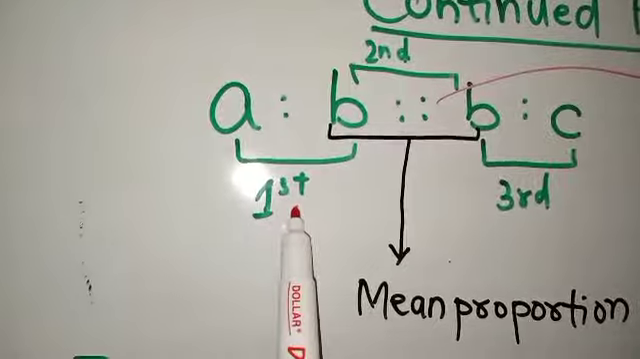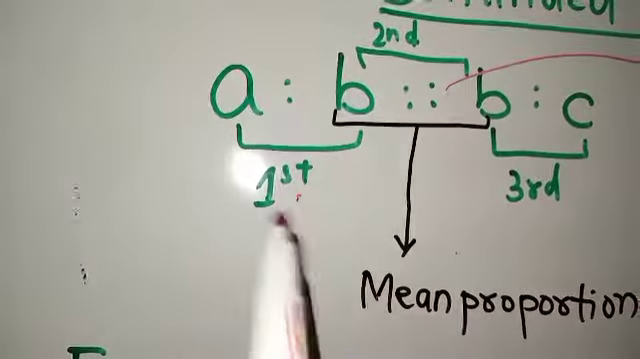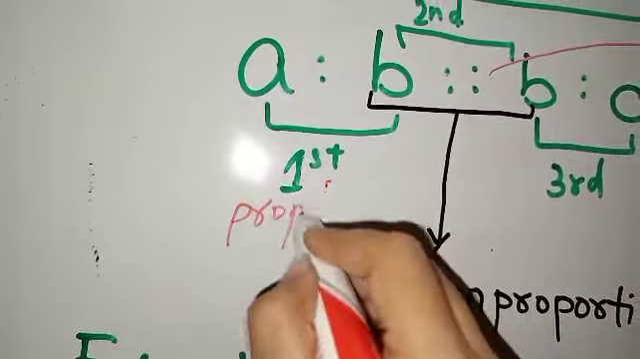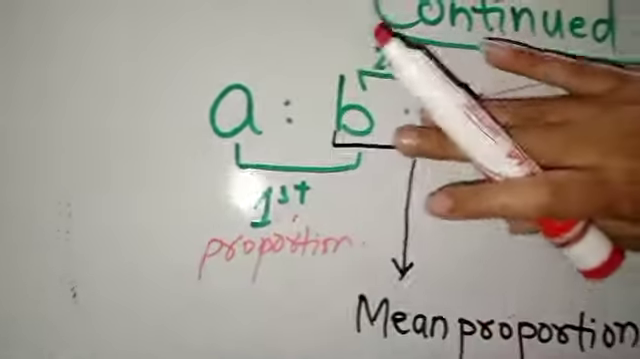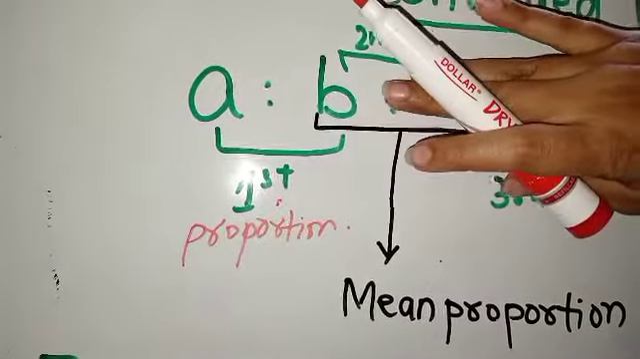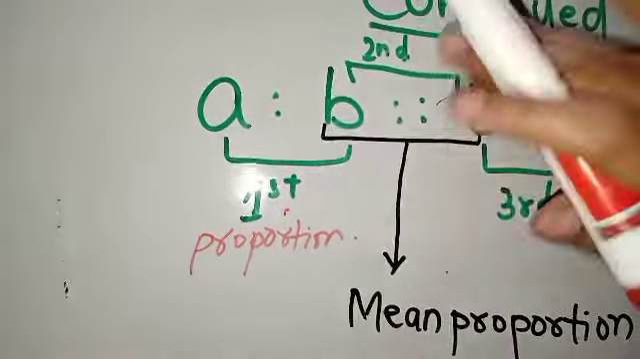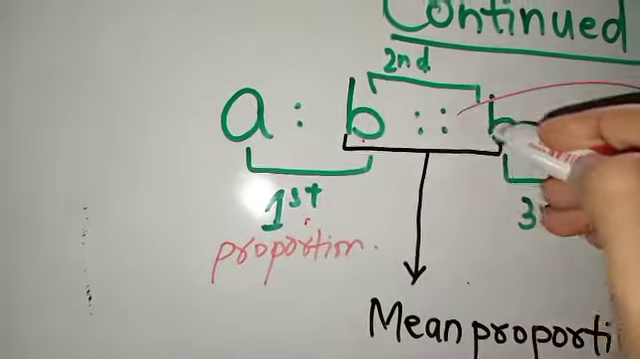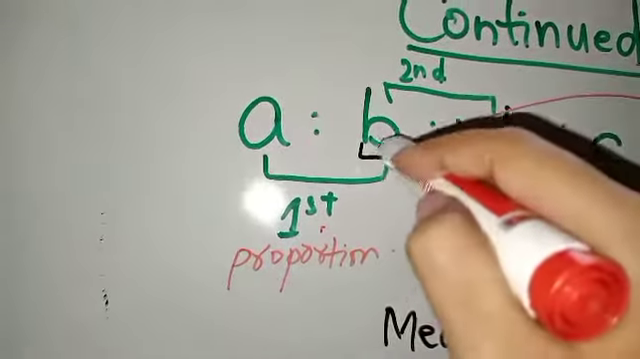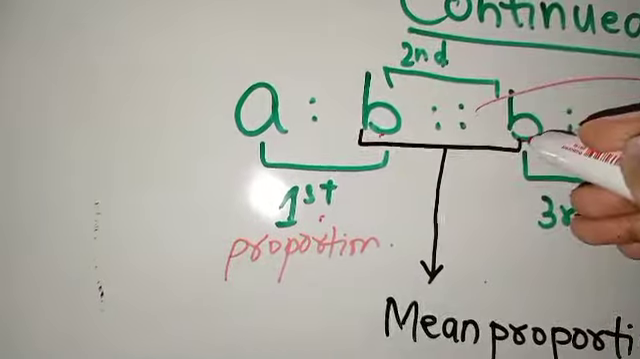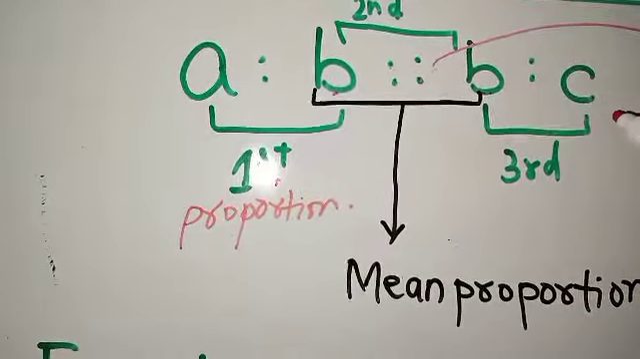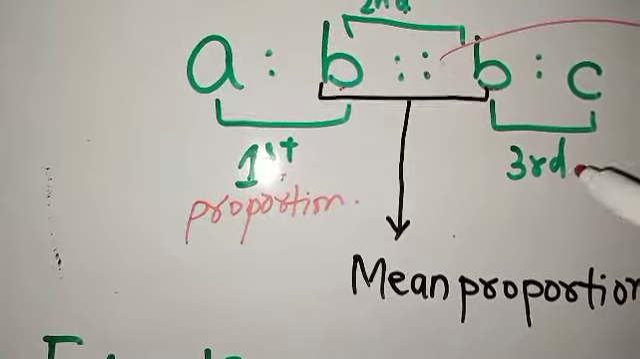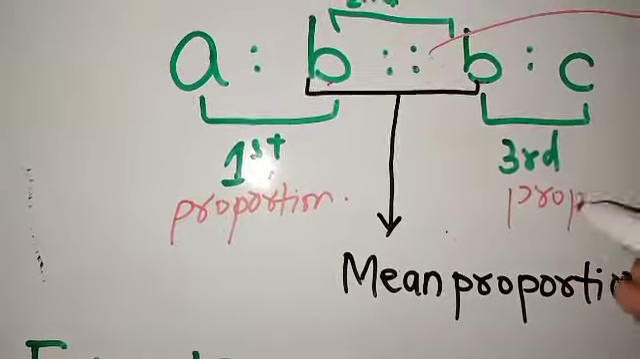Now look at it. A is to B is the first proportion. Very simple. Then B is to B is the second proportion. B is to C is the third proportion.